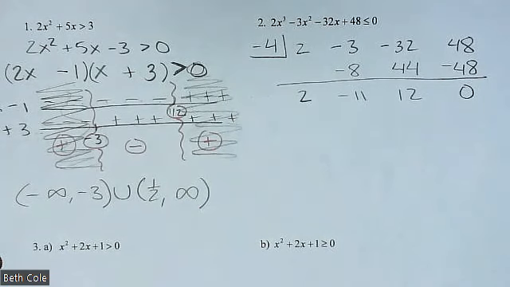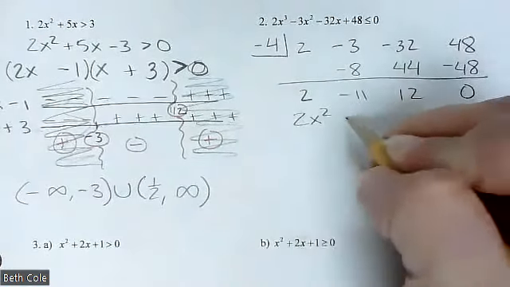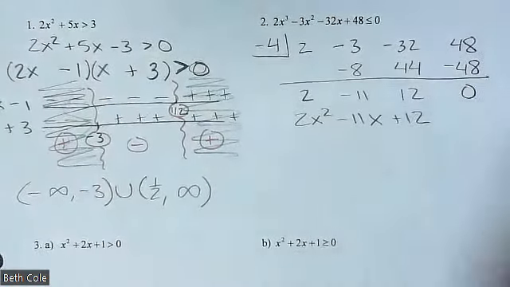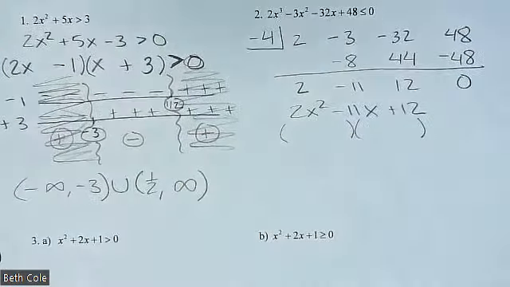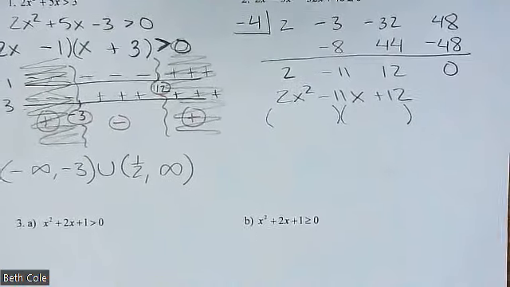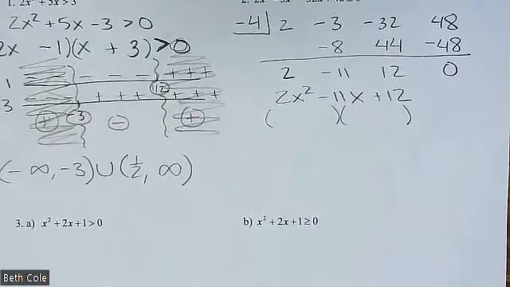Did you get 2, -11, 12? Okay, so it's 2x squared minus 11x plus 12. And we're going to draw our 2 sets of parentheses and factor that. I wrote a little big. I still need to do the number lines. So I hope you wrote smaller than me. I wrote a little bit too big.